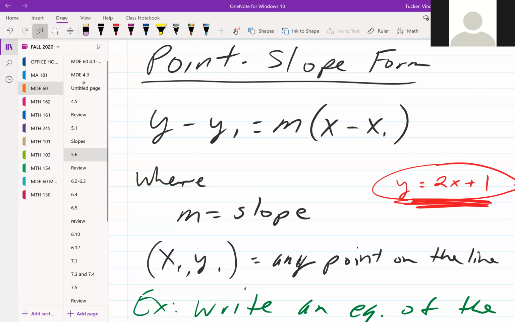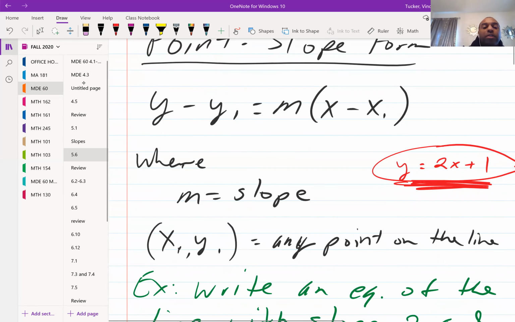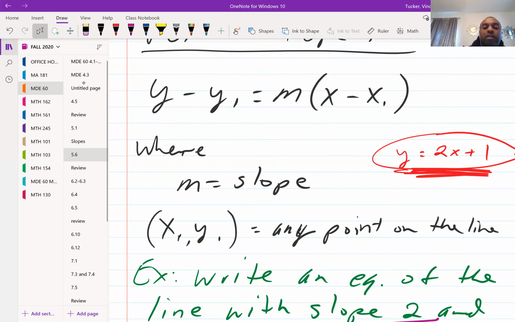Are we supposed to write down that y equals 2x plus 1? Nah, you don't have to write that down. I don't even know why I wrote that there. Somebody must have asked me a question from my last class. So that's not necessary. Thanks for asking that.